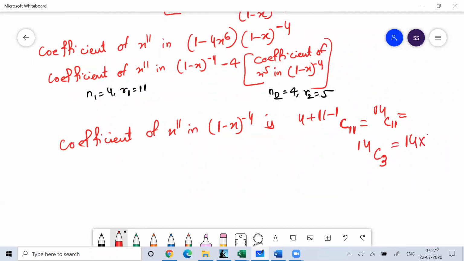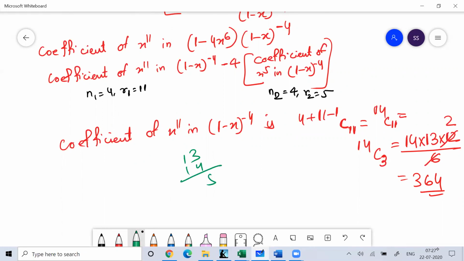That is 14 into 13 into 12 divided by 6. This is 2. So 13 into 14 is how much? I think it's 182. 182 into 2, 182 means 364, I guess. The answer is 364. You can check with a calculator or whatever. 13 into 14: 13 4s are 52, 13 1s are 13, so this is 182. 182 2s is 364.